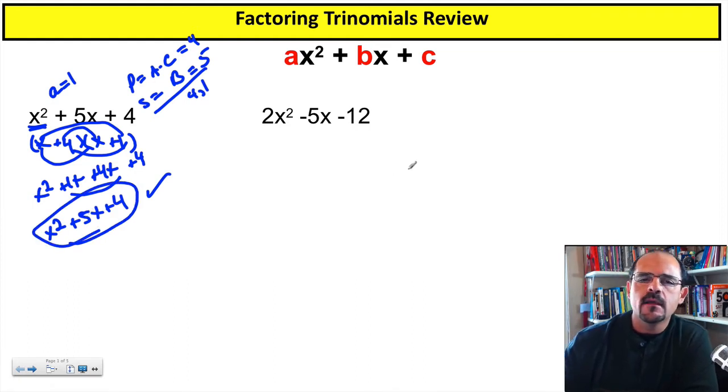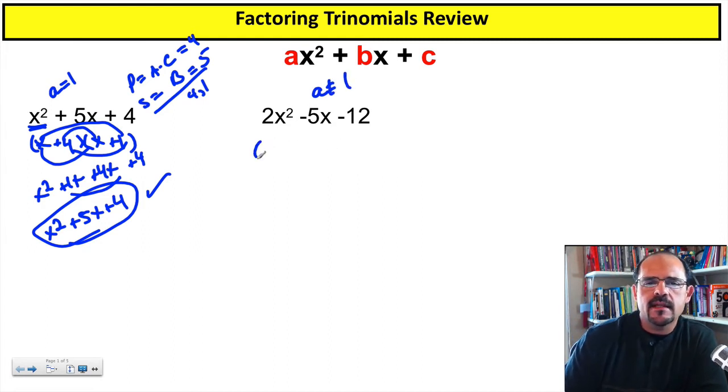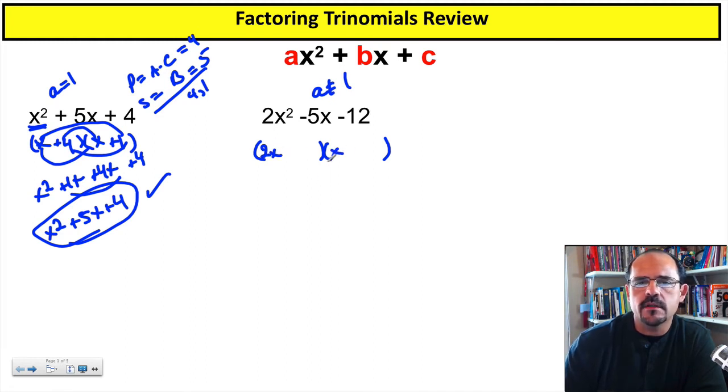Now, this is a little different. This is what you learned how to do this year. And here, a is not equal to 1. But they work the same way. If you write it as two binomials, you know that the product of the first times the first has got to give you the first term here. There's only one way to do it, which is 2x and x. It doesn't matter where you put it.